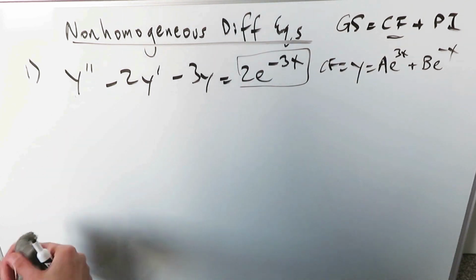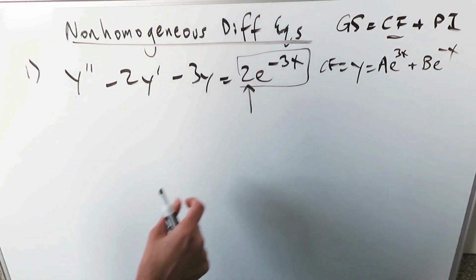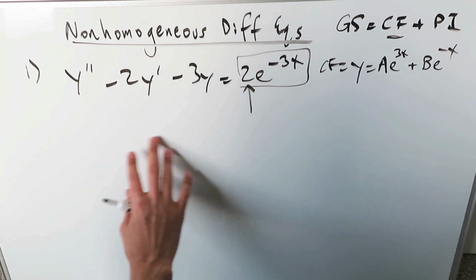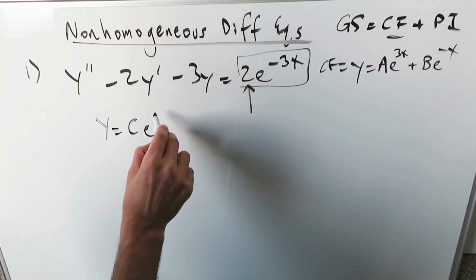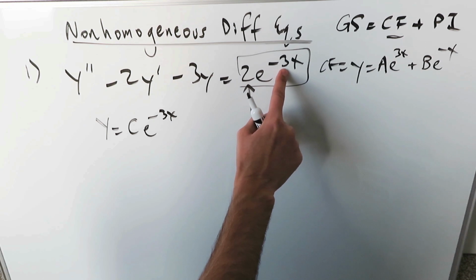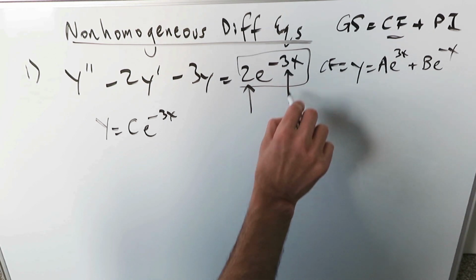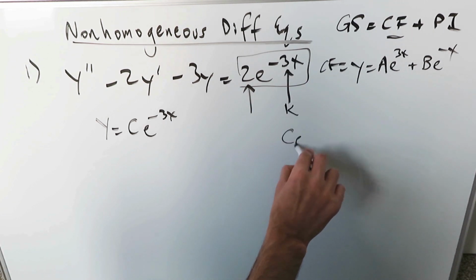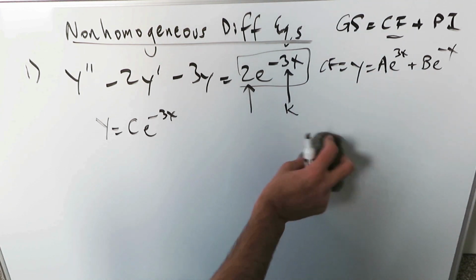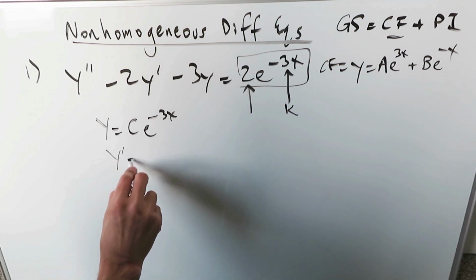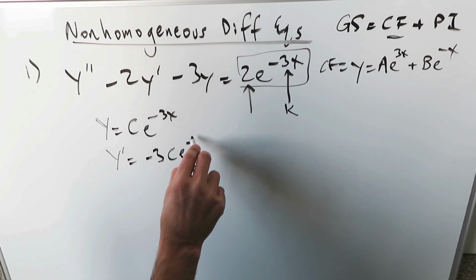So when I'm looking at this, you're not using the 2 right away in terms of the template, but you're using it to help determine the value of the constant. I have y is equal to c e to the power of minus 3x. The k is exactly equal to what you see right over here. Here's my k, because we're looking at c e to the minus kx. K here is equal to 3. So run that through. If y is equal to this, the first order derivative is minus 3c e to the minus 3x.